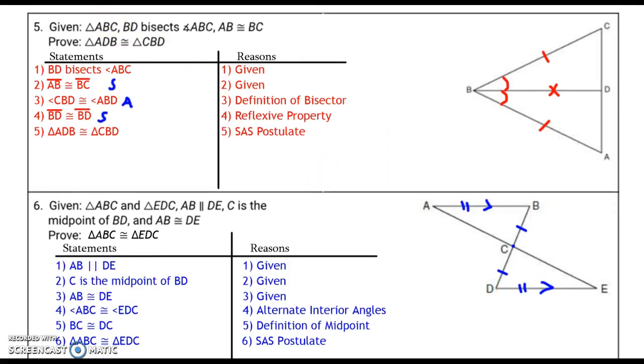All right, both of these were straightforward SAS postulate problems. It asks us to write the givens first, so we do that. That's kind of like our introductory paragraph. Here we have one of the sides. Then we have an angle that's in between them.